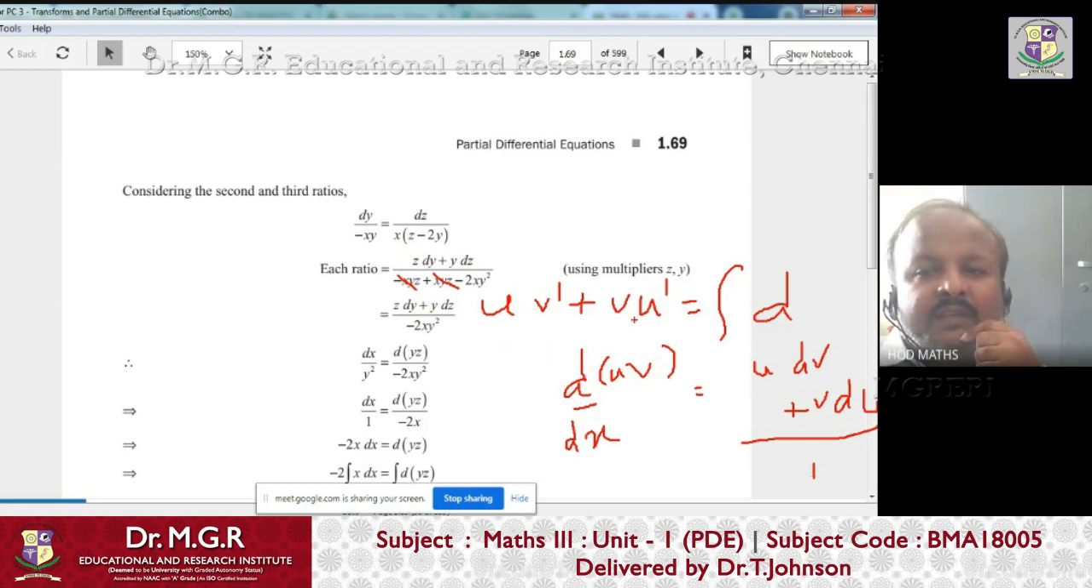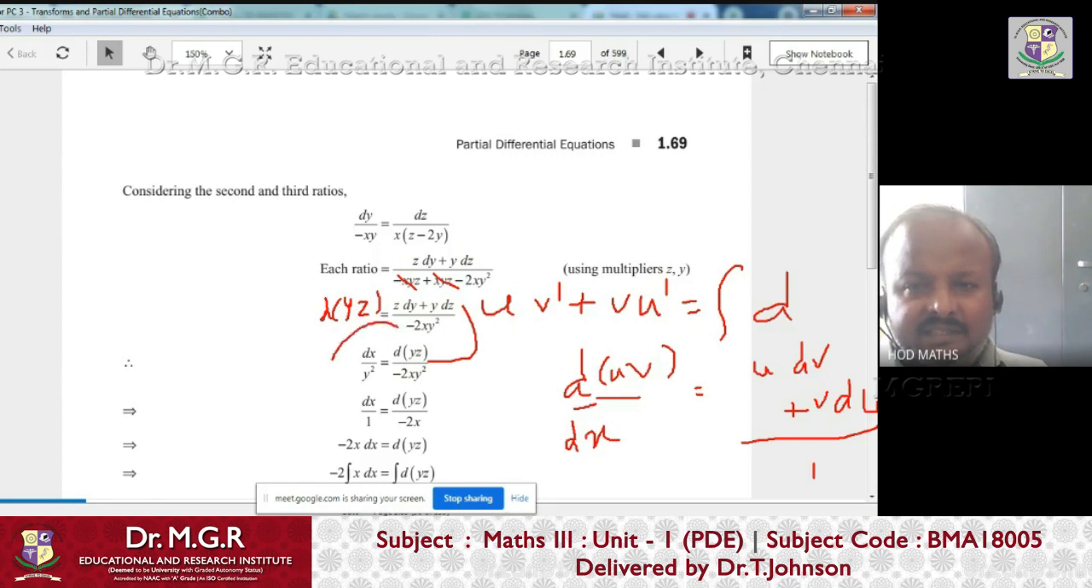So that u v dash plus v u dash is nothing but the differential of u into v, right? So in place of u, z is there, in place of v, y is there. So z dy plus y dz, right? So keeping one thing and differentiating the other, then keeping the other and differentiating the first, is nothing but the differentiation of y into z. So differentiation of y into z can be written as z into dy plus y into dz, right? So z dy plus y dz can be written as d of yz, and this denominator is as it is.